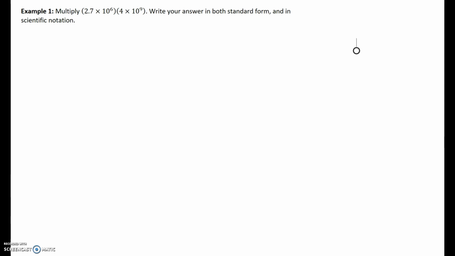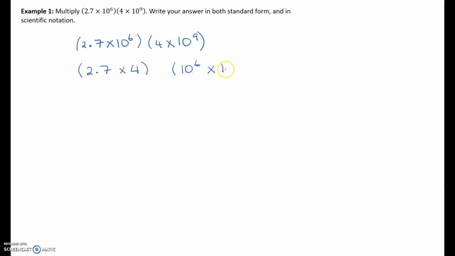So we want to multiply 2.7 by 10 to the power of 6 by 4 by 10 to the power of 9. The secret here, because remember multiplication is commutative, and that means you can multiply things in any order, is to multiply the regular pieces, the 2.7 and the 4 together, and then multiply the powers of 10 together. We'll see in a second why that's useful, but it's very helpful if we keep the 10s together.